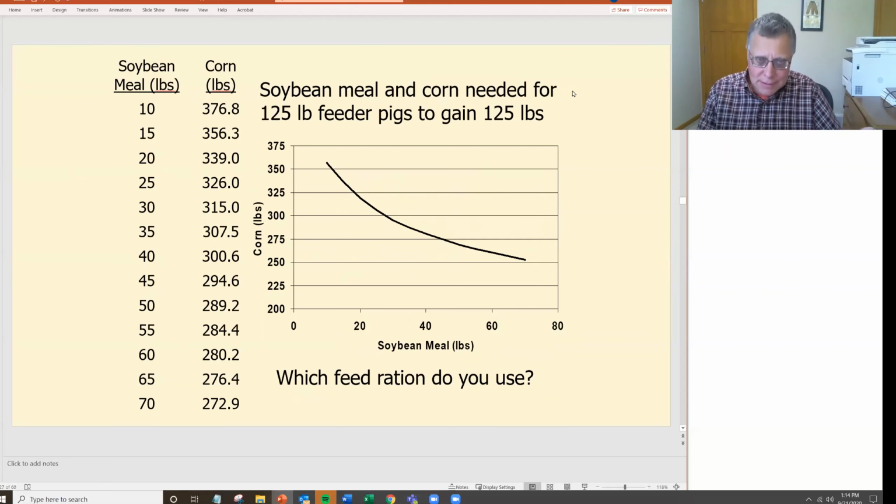So let's get more realistic. We've been talking about theory. Let's get into some more practical examples here. What we're talking about here is going to be pigs, hogs. It's a feeder pig ration. Hogs are normally sold at about 250 pounds, which is considered market weight usually now.